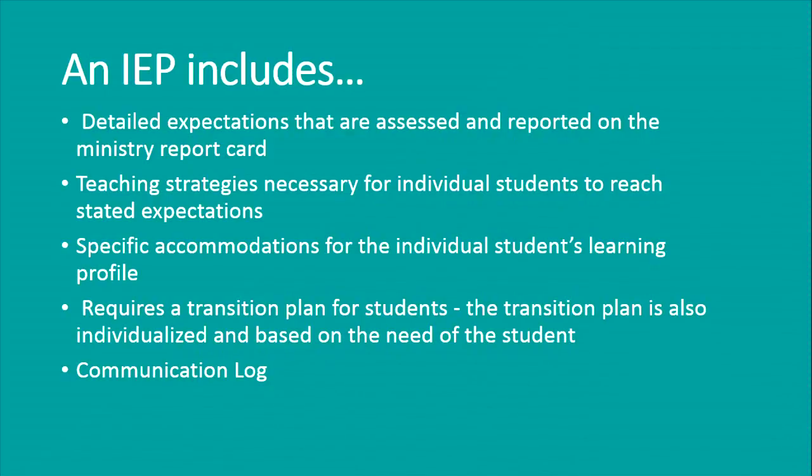An IEP contains information that is relevant and necessary for the individual student to be successful for the current academic year. This information is included in a variety of mandatory areas, such as detailed expectations that are assessed and reported on the ministry report card, teaching strategies necessary for the individual student to reach the stated expectations, specific accommodations for the individual student's learning profile, a transition plan that is also individualized and based on the need of the student, and a communication log where communication between home and school is documented throughout the academic year whenever conversations about the student's IEP occur.